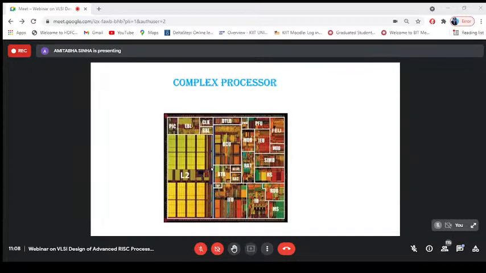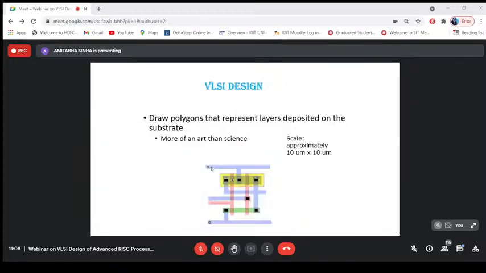So this is a microscopic view of some complex processors. So our ultimate objective is to draw polygons that represent layers deposited on the substrate. Like when you talk about VLSI design, it consists of a number of circuits, and the circuits ultimately lead to the transistors and how they will be laid out on a silicon wafer that is described by this diagram. So that is the ultimate objective which will be given to the fab manufacturer. Fab stands for fabrication, for making the chip.